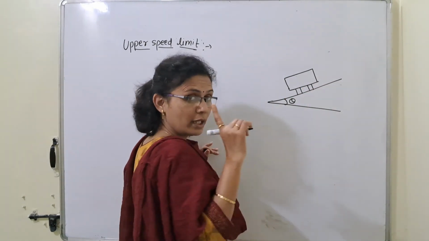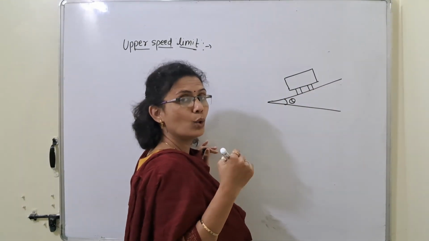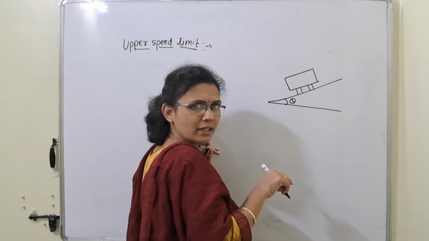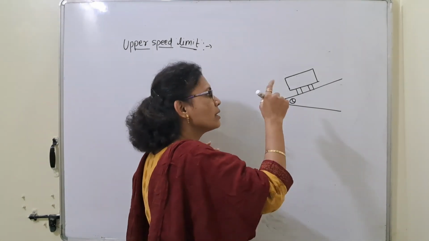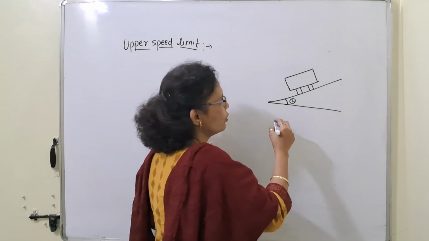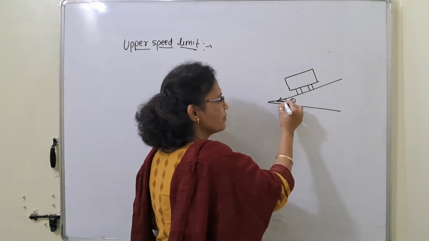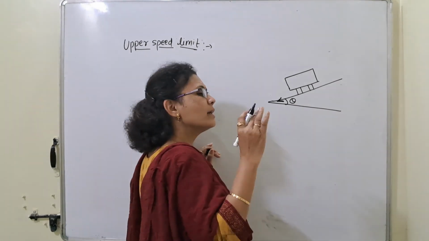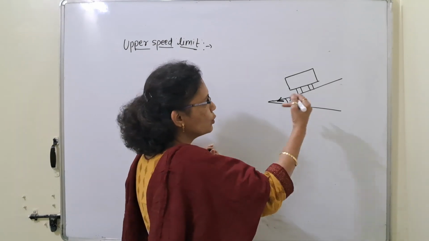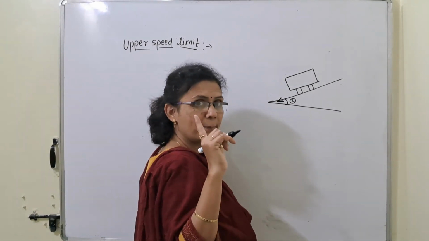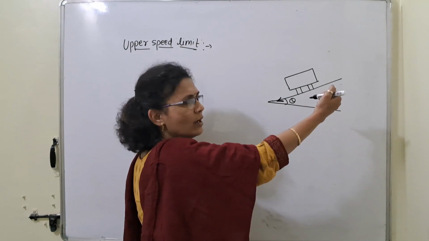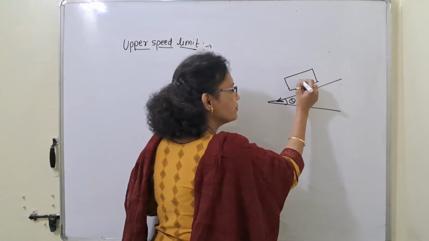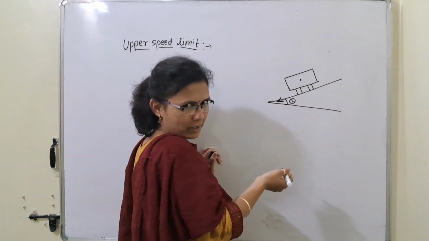Now, in the last case, when we considered the lower speed limit, what did we consider? The friction is away from the center. Correct? Here the frictional force we are going to consider towards the center. That is, the friction between the tires and the road will be towards the center. When we are going to find the upper speed limit, we have to consider the friction towards the center of the road. Now, again, we have to draw the FBD.